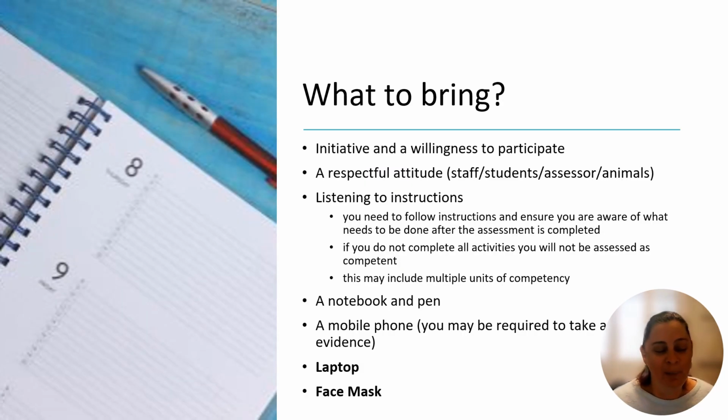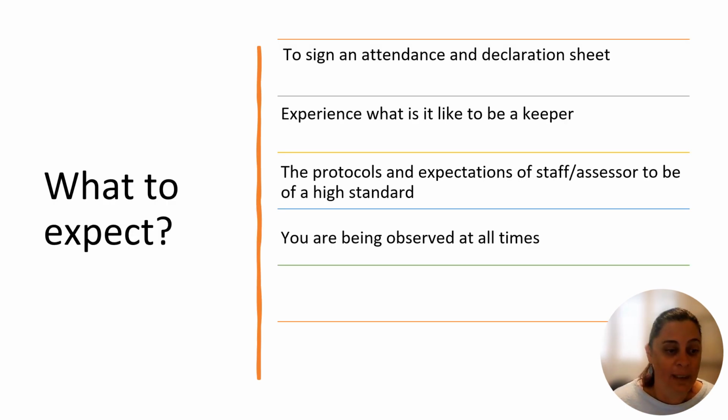Look, same as we have for all the other APRAC assessments you've already done. You know this. Be willing to participate, come prepared, be respectful, listen to instructions, and bring the items that we've already mentioned. That would be great. And again, same as you did last time, you will sign your attendance and declaration sheet, just basically saying, yes, I'm going to be assessed, and yes, I was assessed. And we'll be observing to do those observation checklists. And again, we might even take a little bit of footage, some photos as evidence as well while you're going.